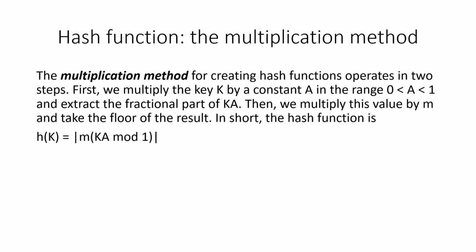And the next method is the multiplication method. The multiplication method is a little bit more complex compared with the division method. In the multiplication method, we create a function that operates in two steps. First, we multiply the k by a constant A, which is in the range of 0 and 1, and we need to extract the fractional part of kA. Then we multiply this value by m and take the floor of the result. So in short, we would have this hash function.